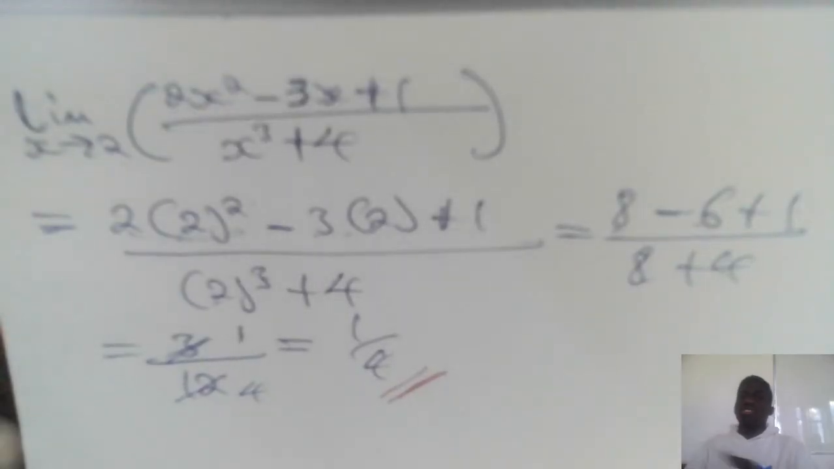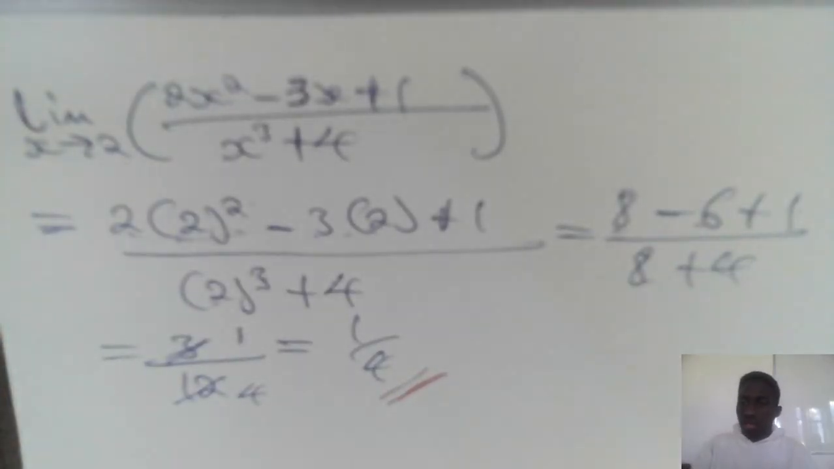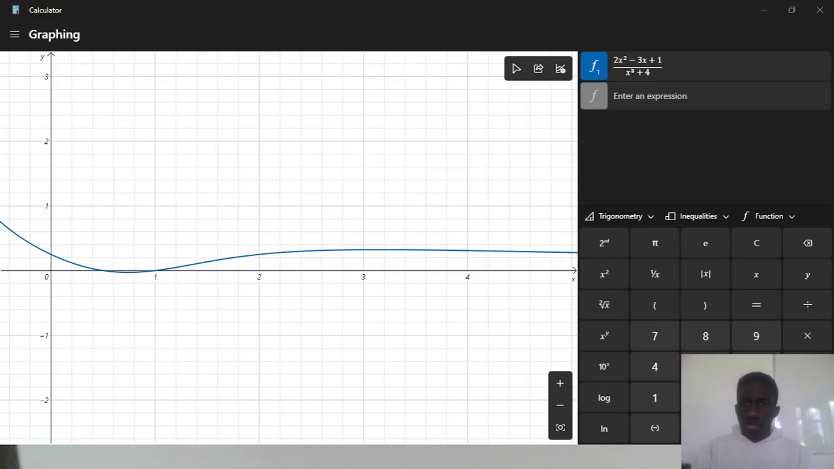So what does this actually mean? Right here in front of us, we have the graph of our function. The function we graphed is the one that we're taking the limit of, 2x squared minus 3x plus 1 divided by x cubed plus 4. So this is the graph of the function.